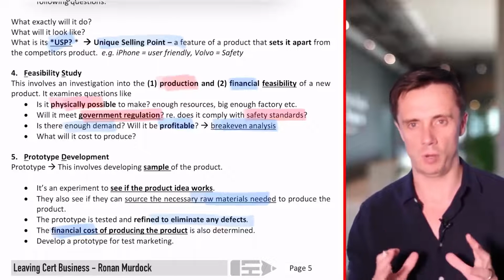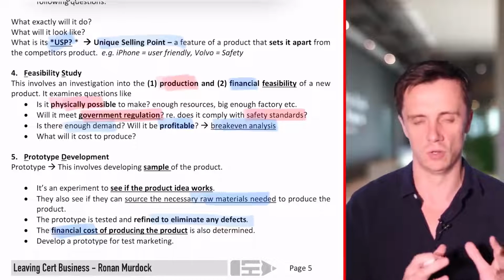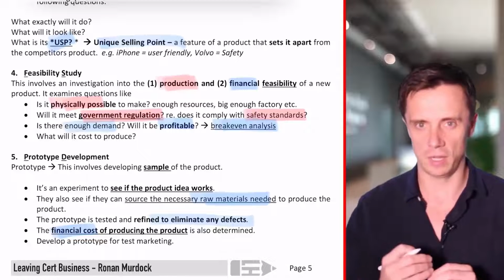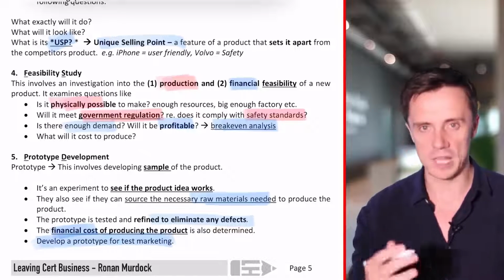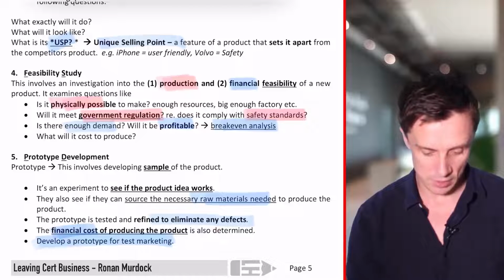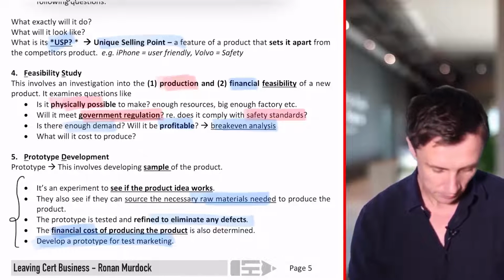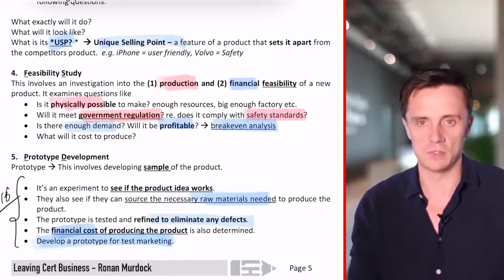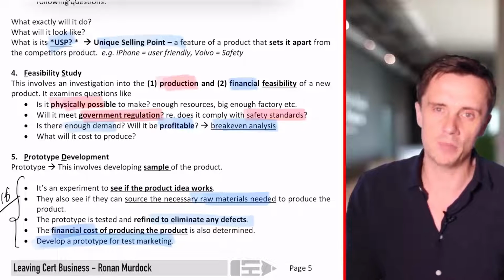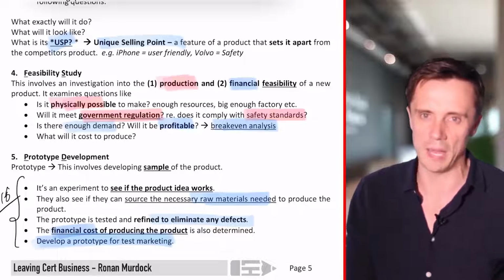And when they're happy with their prototype, when they're like, you know what, this is pretty good, let's now test it on the market. So what they do now is they now have a prototype developed for the test marketing phase. Now I just need to stop this here, right? Because I think you're going to see this pop up soon in the Leaving Cert, prototype development. It came up in 2016 and it was really badly answered.